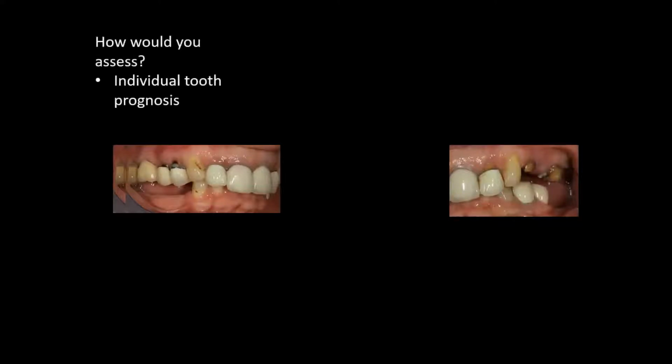Well, the most important thing, let's just talk about this. The most important thing is that I like to assess the individual tooth prognosis. That's the number one thing for me. So I will carry out special tests. Would someone tell me what sort of tests you would carry out to assess the individual tooth prognosis?